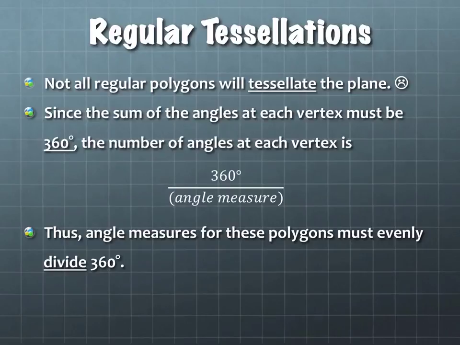So let's talk about a square. What are the angle measures in a square? 90 degrees. Does 90 evenly divide 360? Yes, and that's what means it's going to tessellate. How about an equilateral triangle? 60 degrees. Does 60 evenly divide 360? It does, so that's why the triangle, an equilateral triangle, will tessellate.